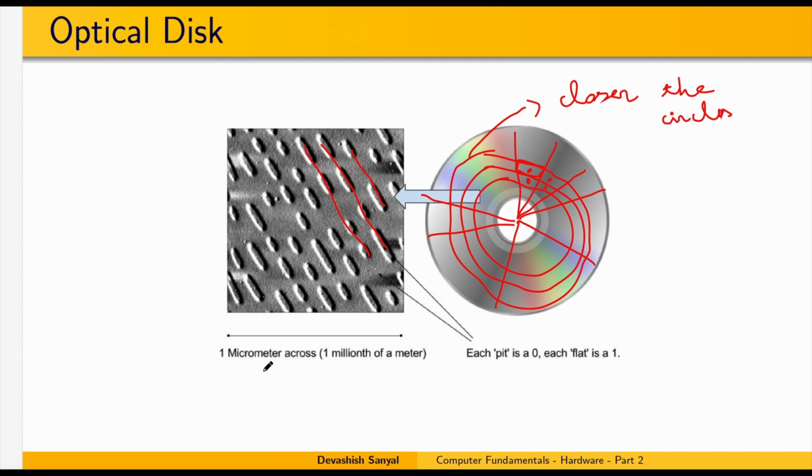So you can see here that the typical distance between two circles is 1 micrometer. Okay, so in a CD it's about a micrometer, and in Blu-ray it will be even less. So Blu-ray contains more data.